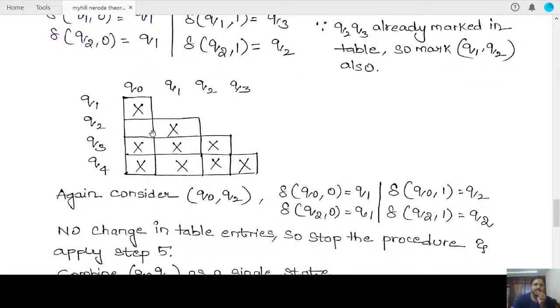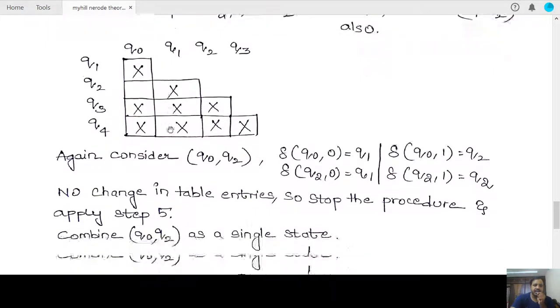Now again start the third iteration, since we have one more unmarked cell. Again consider the empty cell which we have, Q0 Q2, or you could also write Q2 comma Q0.